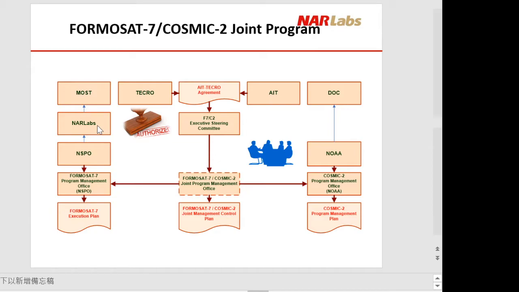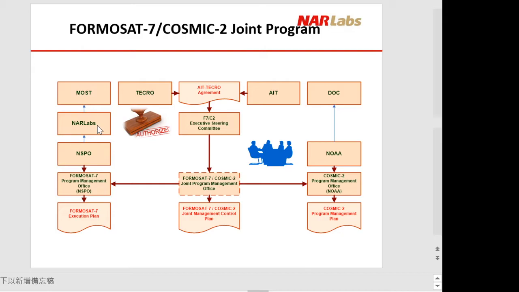Similar to the Formosat-3 program, Formosat-7, which in the US is called the COSMIC-2 program, is a Taiwan-US cooperation program. The basis is an AIT-TECRO agreement. The representative of Taiwan is NSPO, and the representative of the US is NOAA. NSPO will report to NARLabs and MOST, and NOAA will report to DOC.